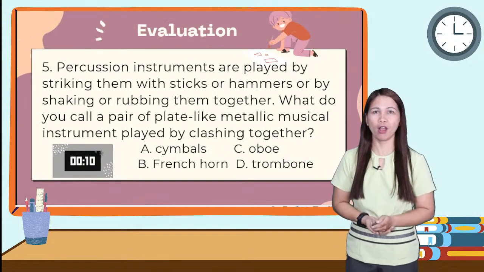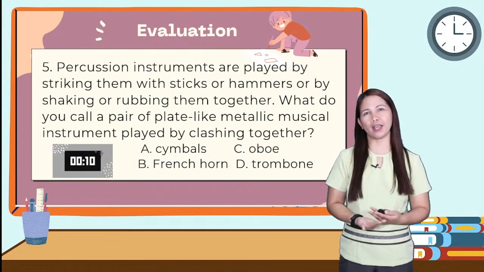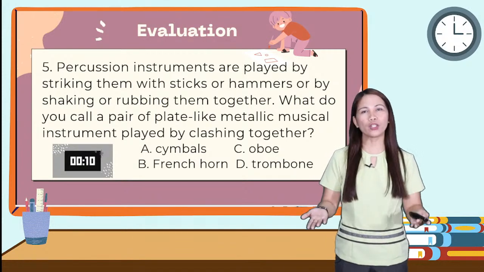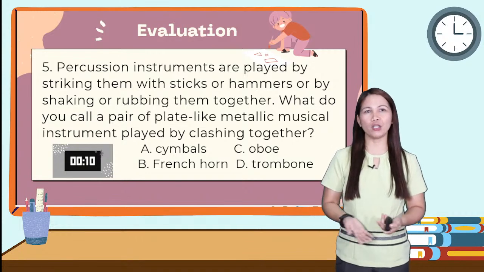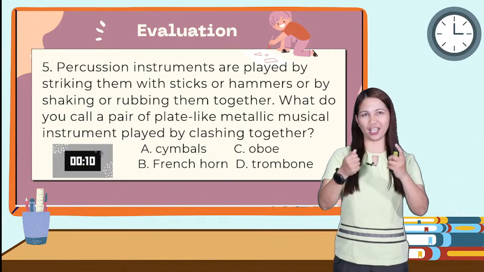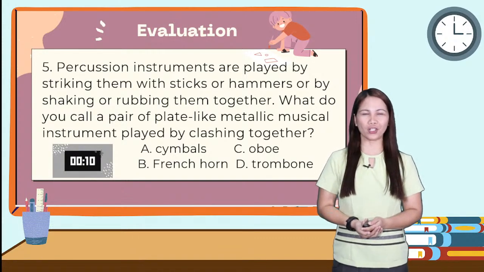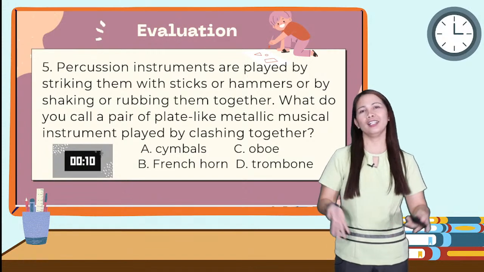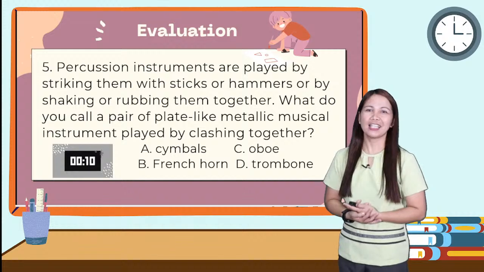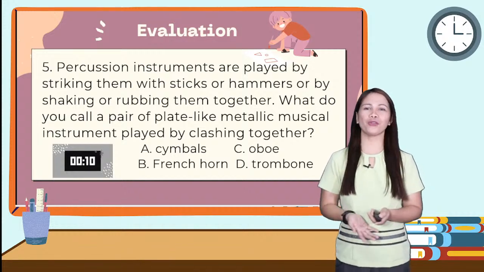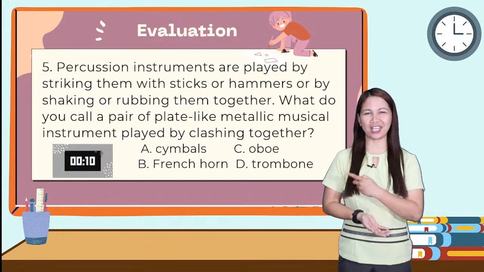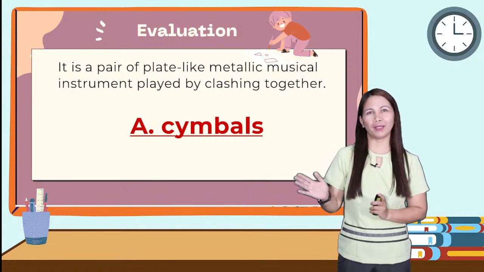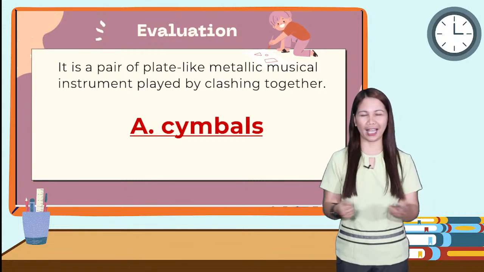And for the fifth question, percussion instruments are played by striking them with sticks or hammers or by shaking or rubbing them together. What do you call a pair of a plate-like metallic musical instrument played by clashing together? A. Cymbals, B. French horn, C. Oboe, and D. Trombone. Very obvious. Answers reveal. The correct answer is cymbals. It is a pair of plate-like metallic musical instrument played by clashing together.